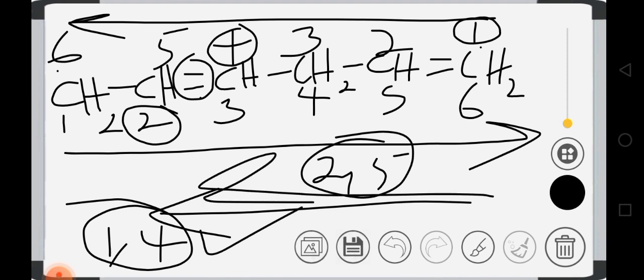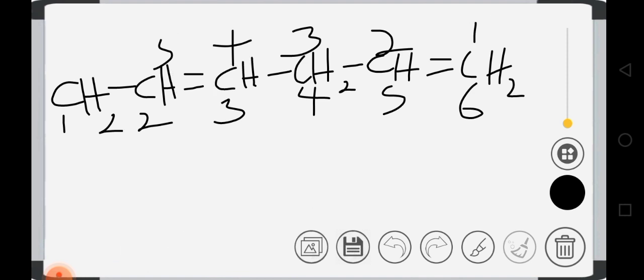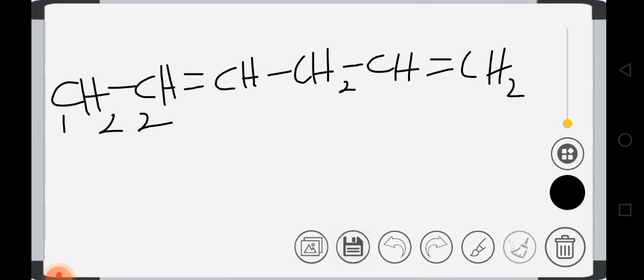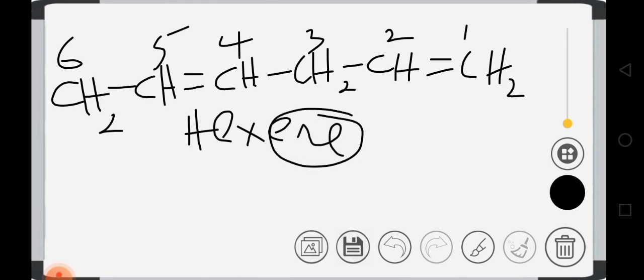So we'll do away with the other one. Let's go back and choose our right numbering now. We're going to have 1, 2, 3, 4, 5, 6. So let's give our name now. The parent name is 6, which is hexene. Why is it ene? Because of the double bonds that are there. It's not alkane. This one is alkane, hexene.